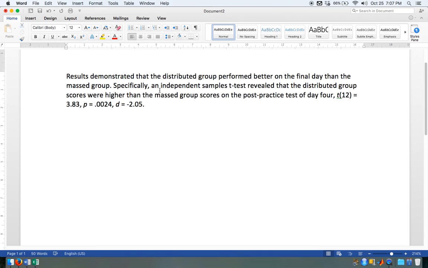Okay, so again, don't forget independent or dependent samples here. T-test revealed that the distributed group scores were higher than the mass group scores on the post-practice test of day 4.